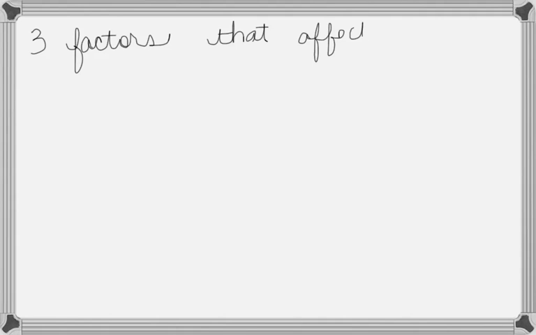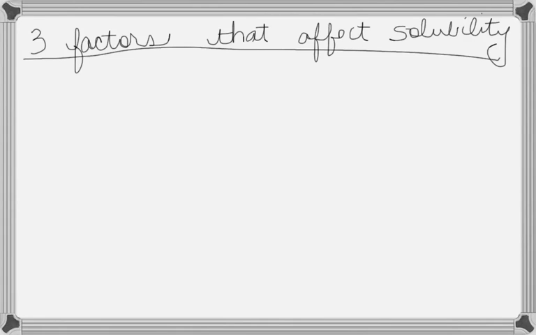Three factors that affect solubility. In other words, what makes one thing soluble in something else? One of the first factors is that rule of like dissolves like.